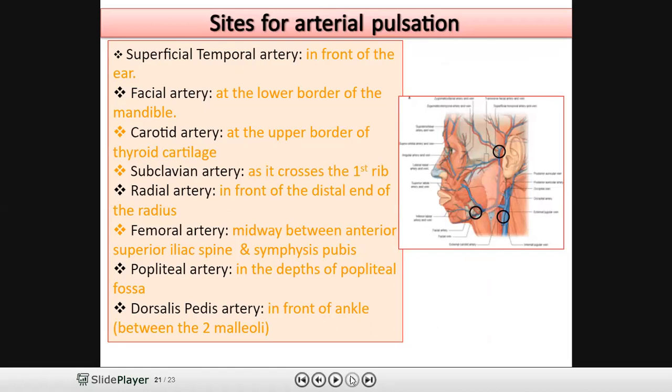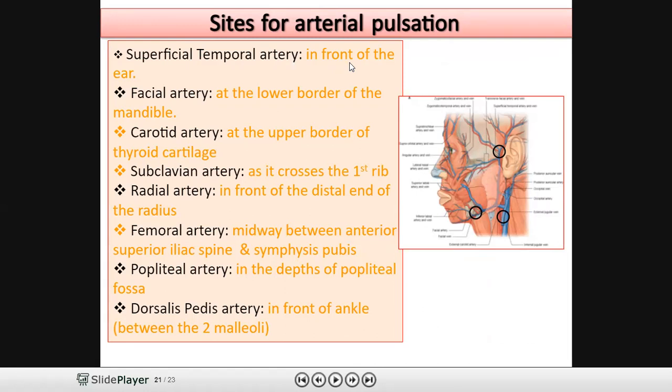You can take a pulse at the superficial temporal artery, in front of the ear. If you put your hand in front of your ear, you can feel the pulse, as if blood is pumping through. So there you have your superficial temporal artery, where you can feel a pulse.